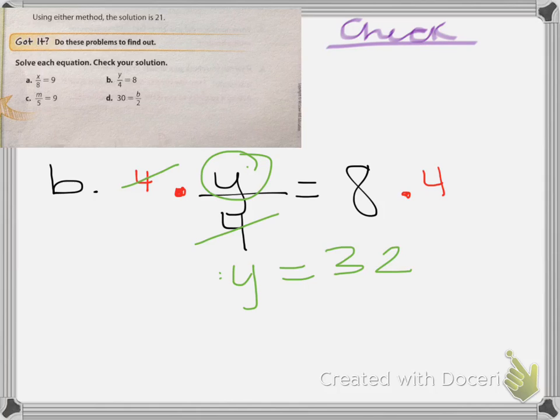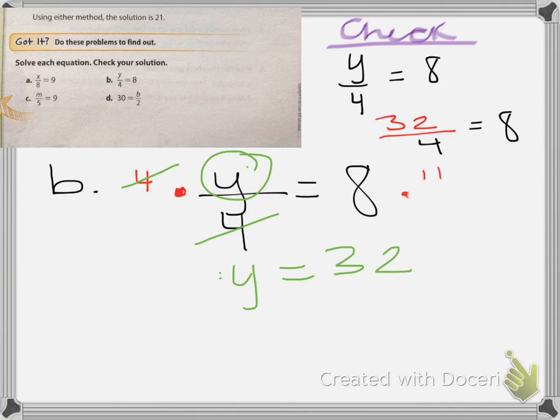Then we start with the original problem again. Remember, our original problem was Y divided by 4 equals 8. Then we plug it into check. So we're going to write 32, which was our answer, divided by 4 equals 8. And then we're going to do the math. Is 32 divided by 4?